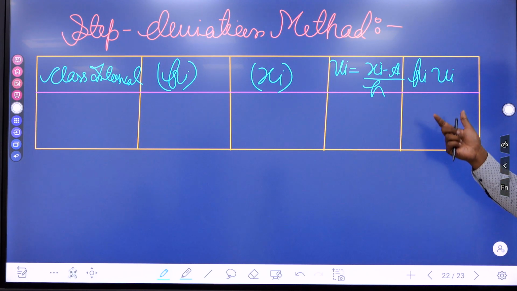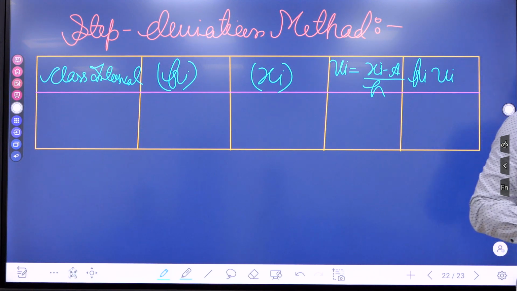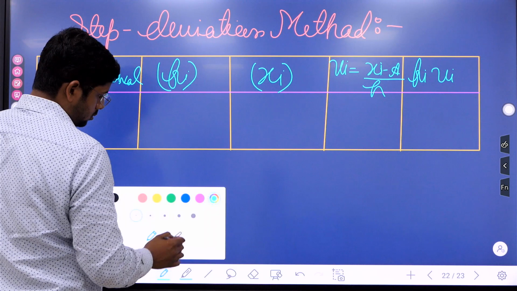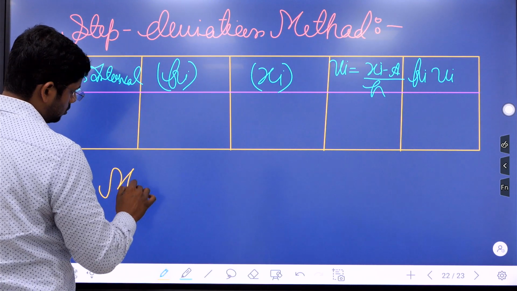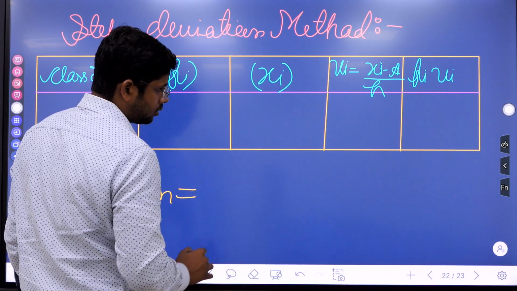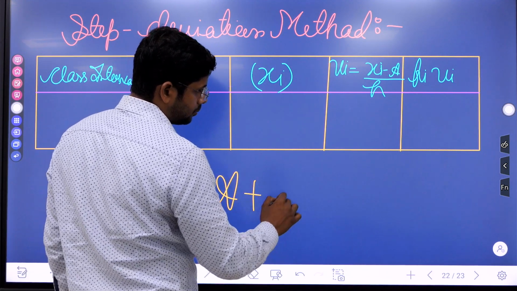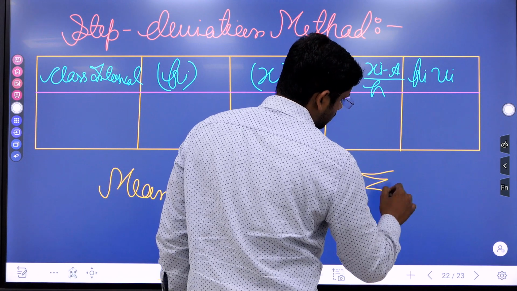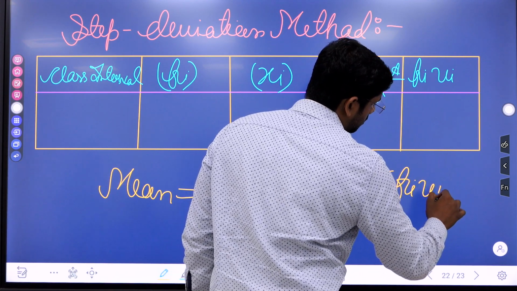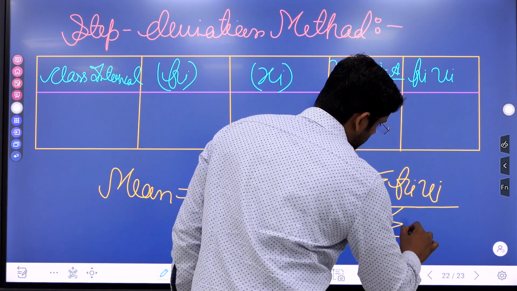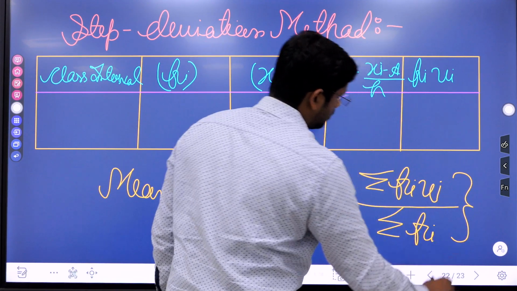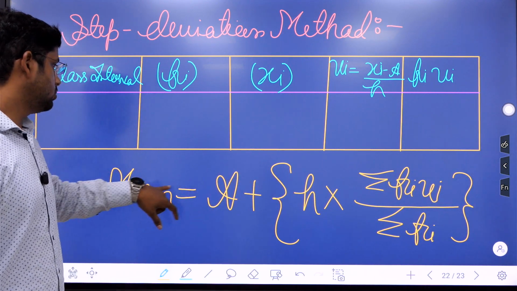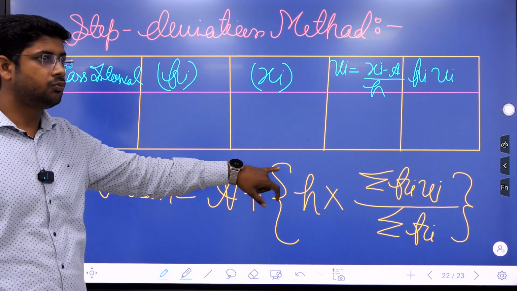So first of all, class interval, fi, xi, and ui equal to xi minus a by h, and last you write fi ui. Then you write mean equal to a plus h into summation of fi ui upon summation of fi. Everything is the same here. So this is the formula related to the step deviation method.